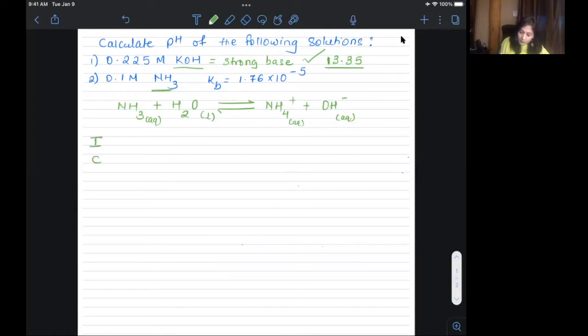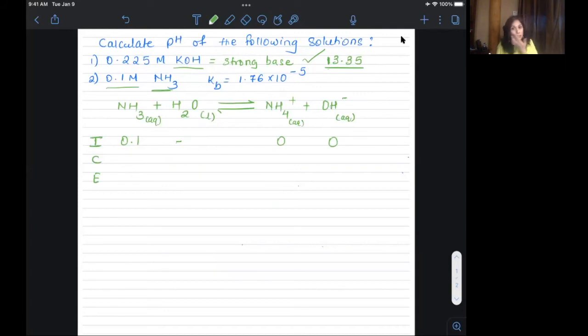Again, the ICE table stands for the initial concentration, the change that is happening till it reaches equilibrium, and the concentration at equilibrium. So the initial concentration given to us is 0.1 molar. So I'm going to put 0.1 here. We don't take into account the water since it is a liquid. In this case, this is going to be 0. This is going to be 0. This is the phase when you just start with the solution. It has not started dissociating.